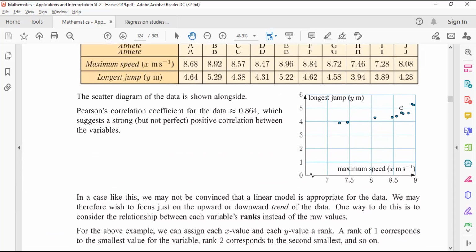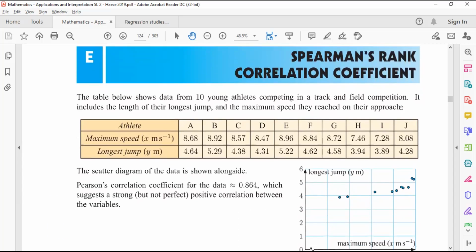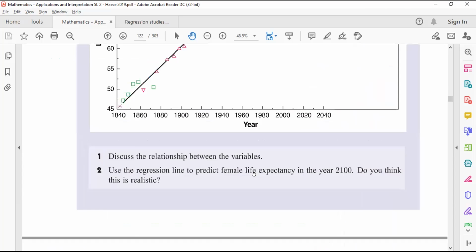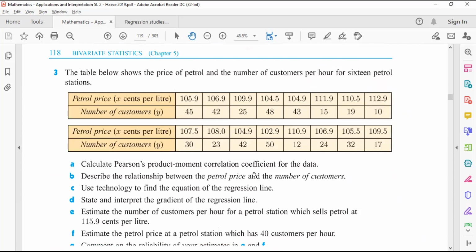I'll read the theory first for you. The table below shows like this only. Same thing: first, you have to find the Pearson correlation coefficient. So you got the Pearson correlation coefficient as 0.864. First, I have to teach you this.